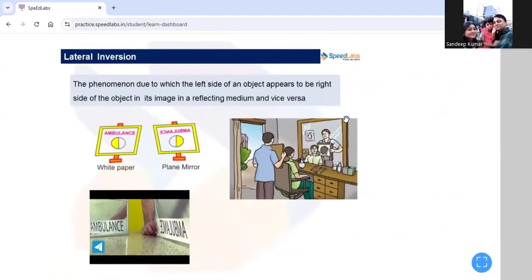Next, lateral inversion. Okay. The phenomenon due to which the left side of an object appears to be the right side of the object in its image in a reflecting medium, and vice versa, is called what? Lateral inversion. You can see it when you go to the parlor. If you raise the right hand, the image will raise the left hand. Okay, yes or no? Here, if you see that white paper, it is written in mirror writing. If you show it in the plane mirror, the image will be like this. Okay, next.